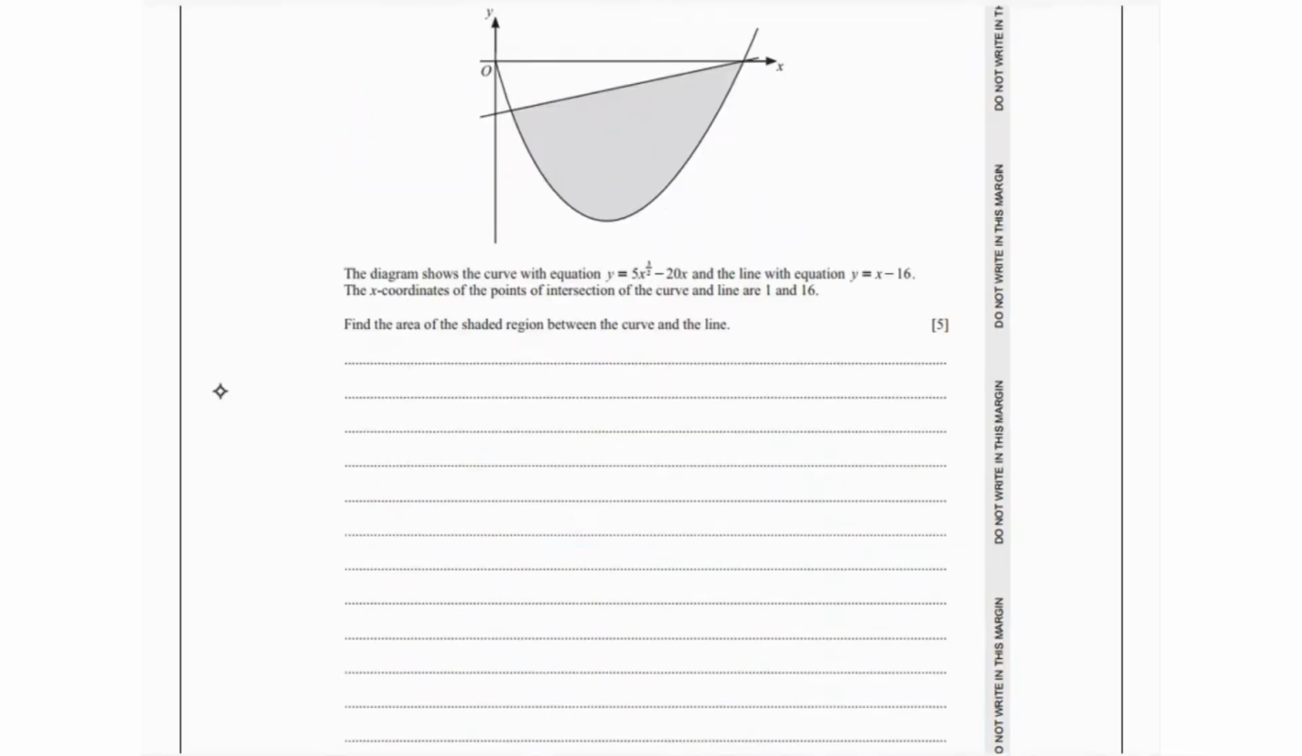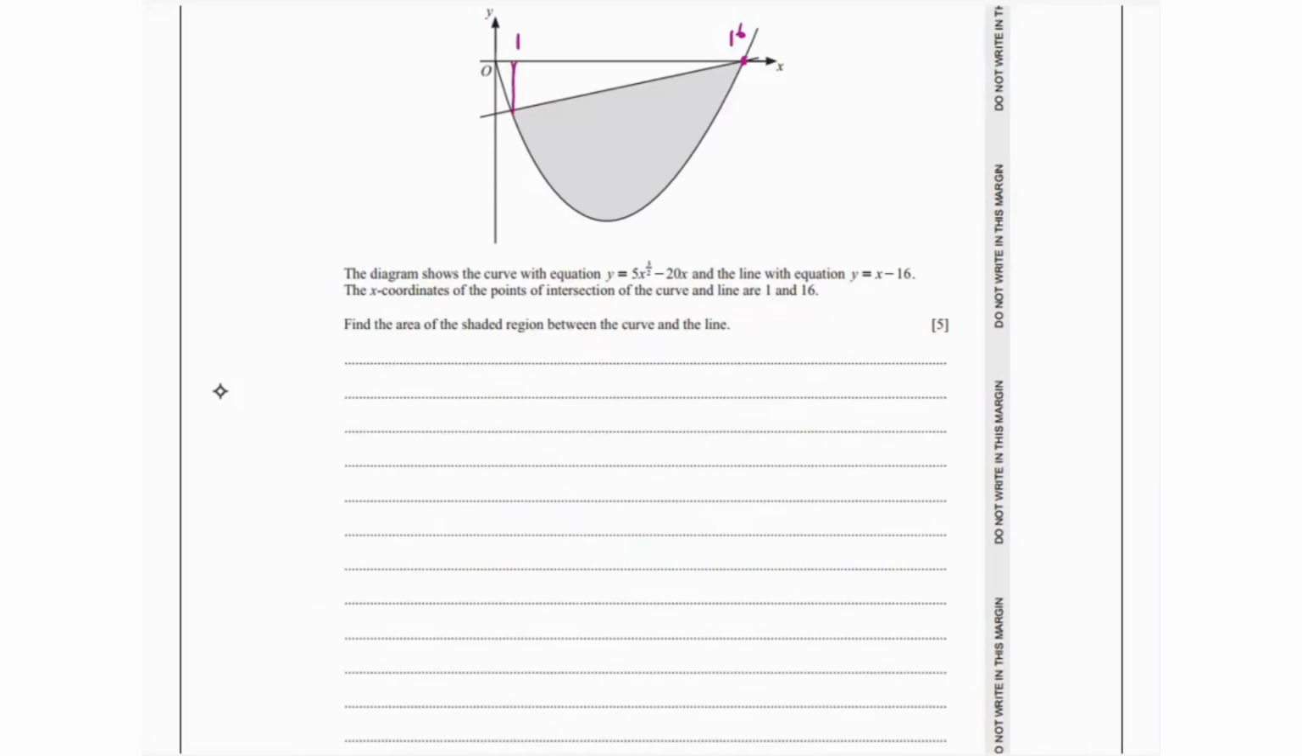So here it says the diagram shows the curve with the equation y equals 5x to the power of 3 over 2 minus 20x, and the line with the equation y equals x minus 16. So we have the equation of the curve and the line. The x coordinates of the points of intersection of the curve and the line are 1 and 16. So this over here is 1 and this over here is 16. We have to find the area of the shaded region between the curve and the line.